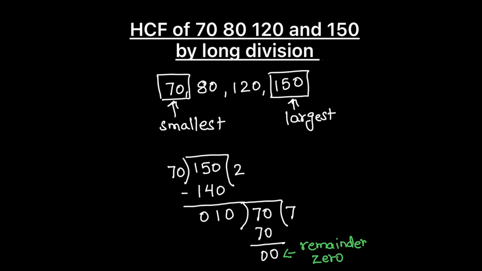The divisor by which we get the remainder as 0 will be the HCF of our numbers. So HCF of 70, 80, 120 and 150 is 10. But here we have used only two numbers, 70 and 150. So we'll check whether 10 is a factor of 80 and 120. We'll divide 80 and 120 by 10 and check whether it is a factor of these two numbers or not.